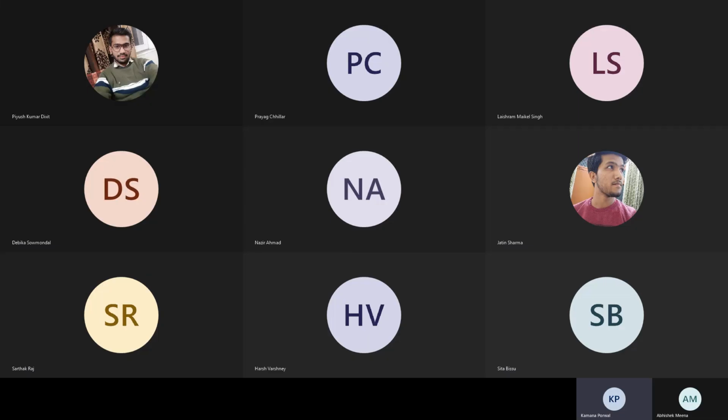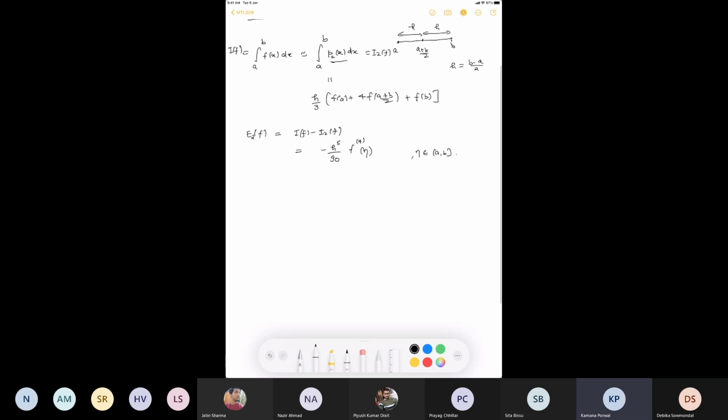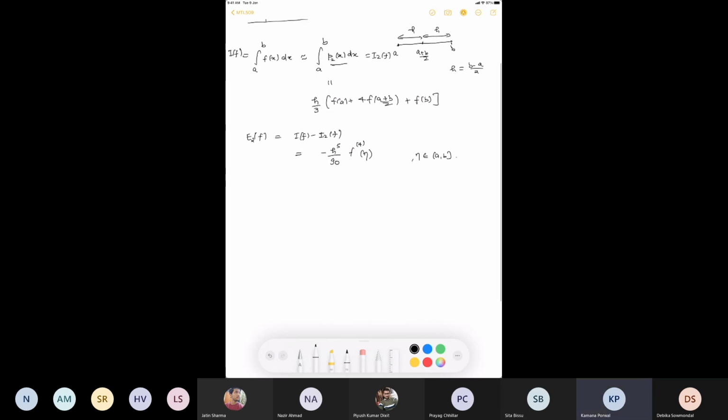Yes, so the error in the Simpson rule was given by minus h raised to power 5 divided by 90 times the fourth derivative of f evaluated at some eta, where eta is a point lying in the interval AB, right? And then further, we also obtained the composite Simpson rule.